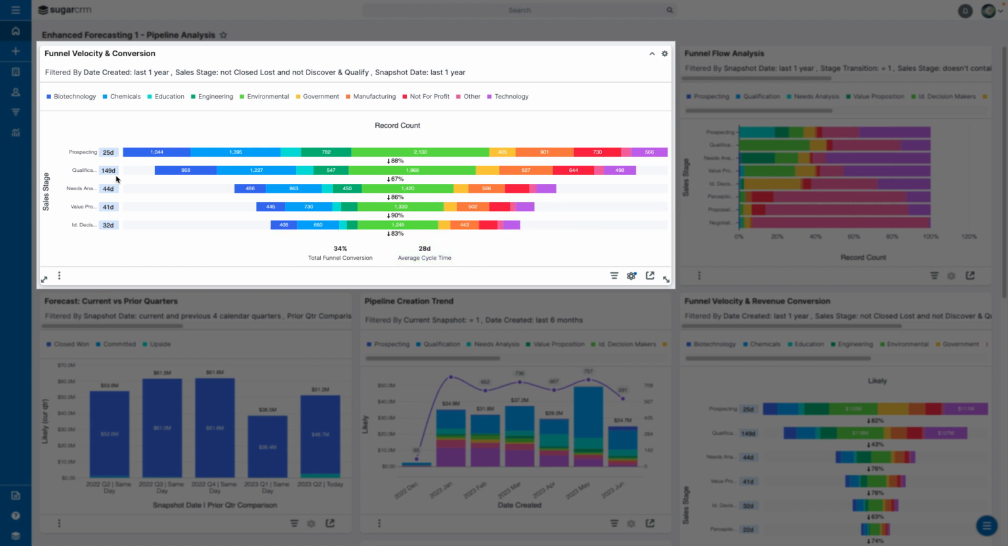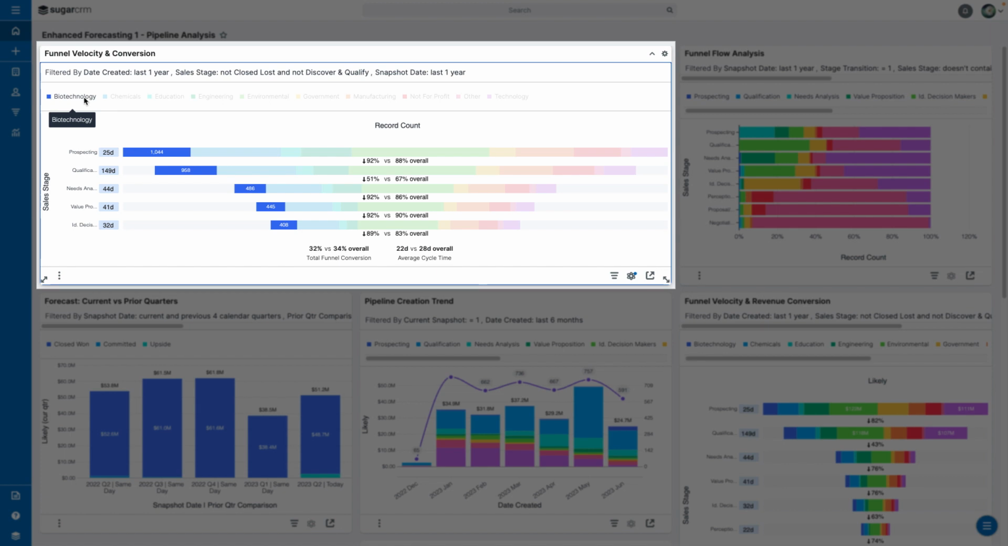Looking at this report, I can see all records that were created in the past year that are in or have been in the qualification stage have spent an average of 149 days within that stage. So taking a quick look, that is seemingly where a bulk of our opportunities spend their time within the sales funnel. And if I look at a particular industry, let's say biotechnology, clicking on that segment allows me to see the specific metrics for that industry, as well as how it compares to the overall data.